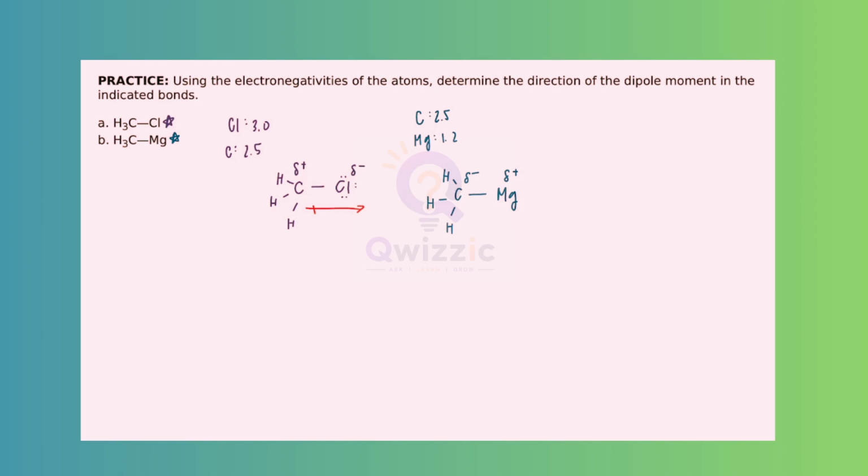So for our dipole moment this time, it's going from our partial positive magnesium atom towards the partial negative carbon. This is going to go this way this time. Alright, so in this problem we're being asked to use the electronegativities of the atoms that we have written over here to determine the direction of the dipole moment in the indicated bonds. So go ahead and highlight those dipole arrows or dipole moments in our indicated bonds.